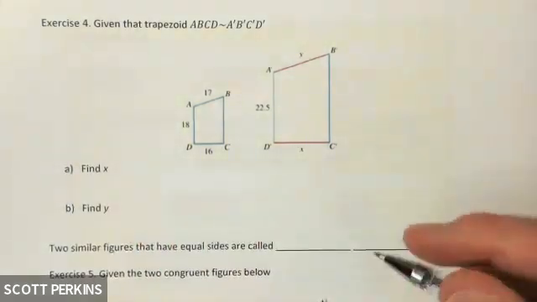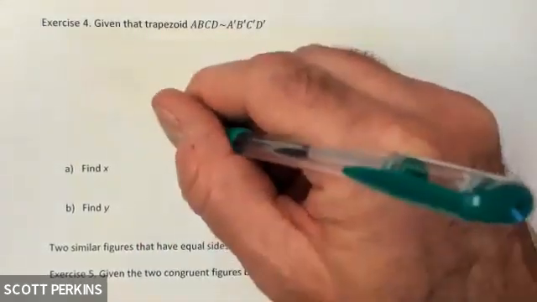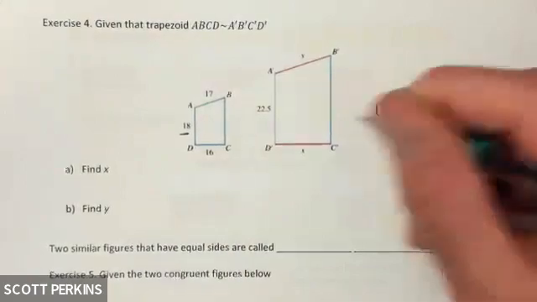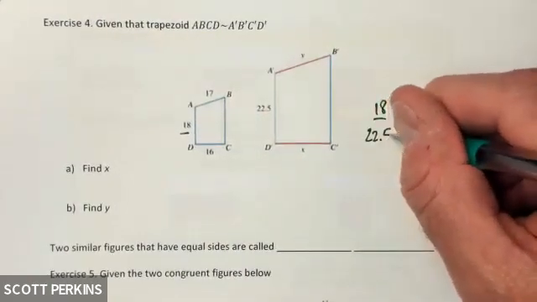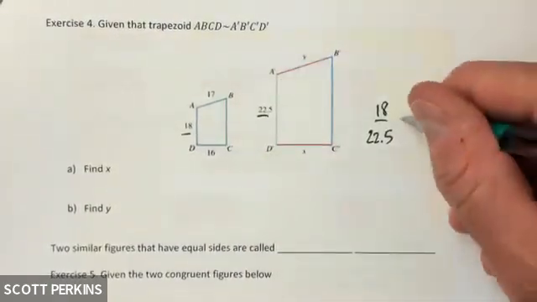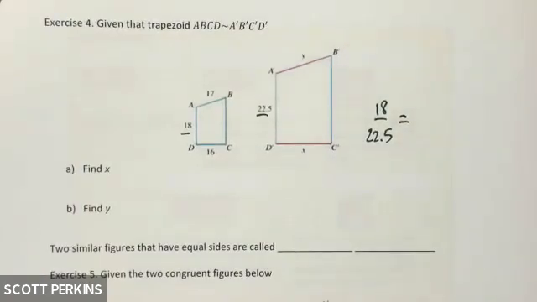Sure. So let's find x. 18 is from the smaller one over 22.5. That's from the larger one. Great. So then if I'm going to figure out what x is, what fraction am I going to make that's going to help me do that?